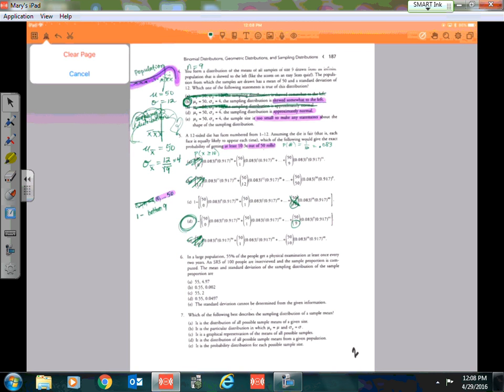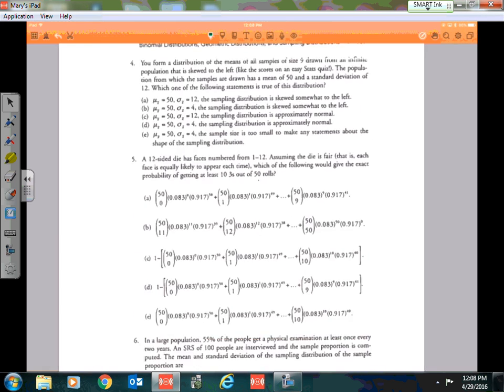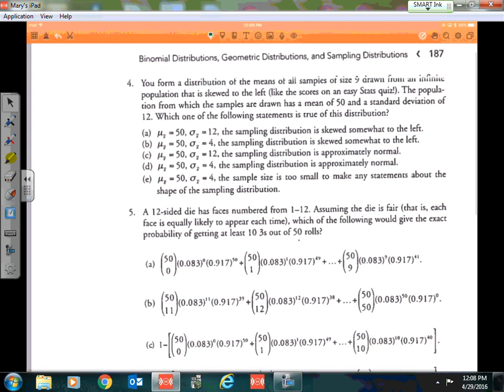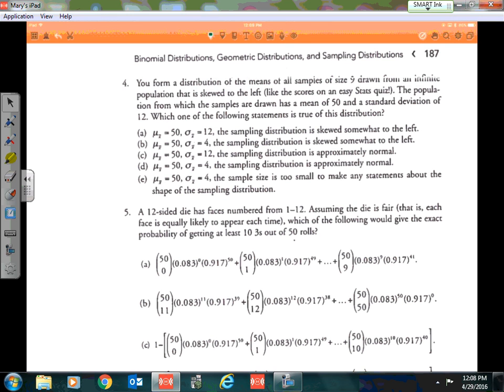We are going to do number 4. Okay, so here we go. Number 4. You form a distribution of means of all samples of size 9. Guys, it's key that you know that when you're doing a sampling distribution, they are samples of all the same size. Every single one in there is a size of whatever n is. Drawn from an infinite population that is skewed to the left. So there we have information that the population is skewed left. So here's the population.